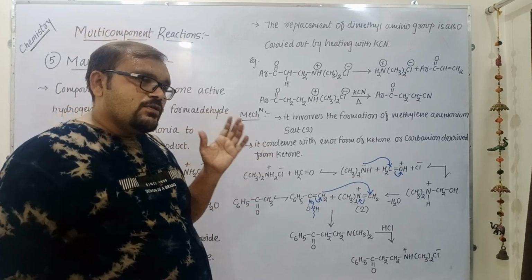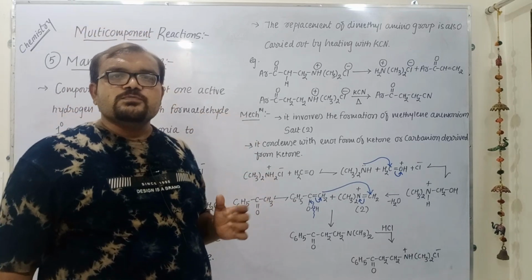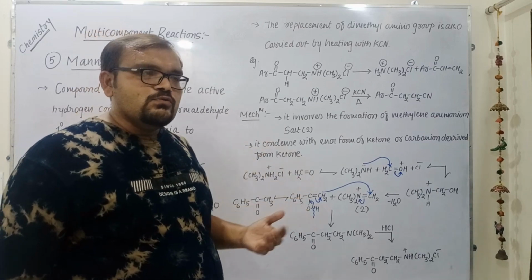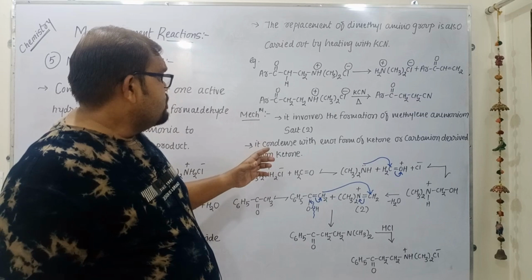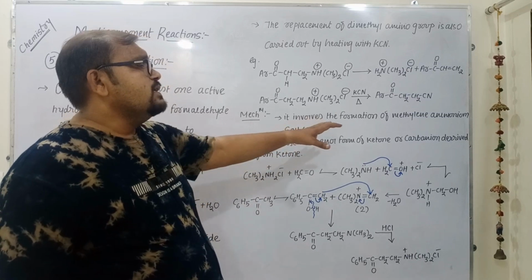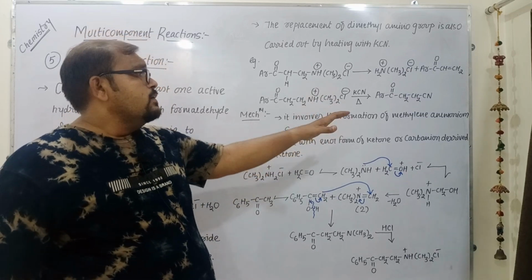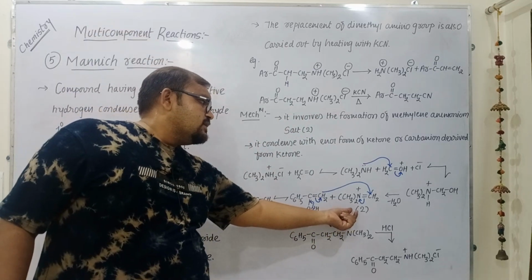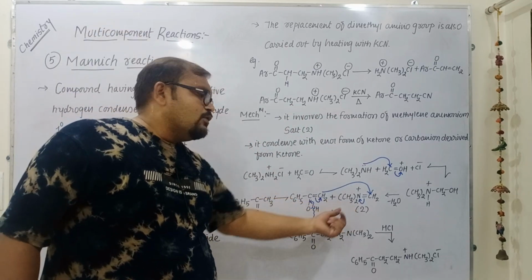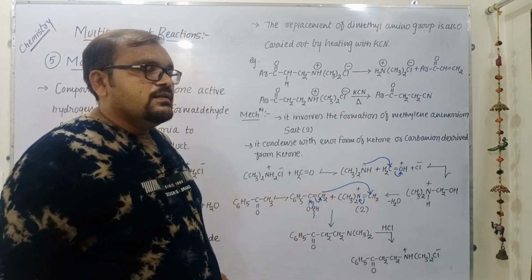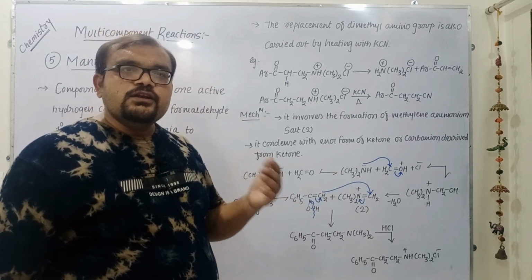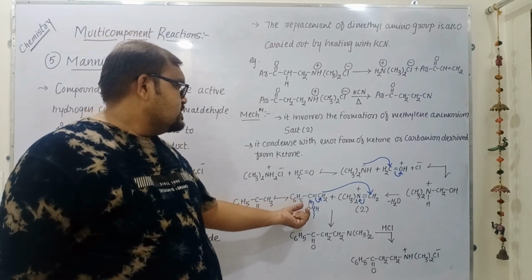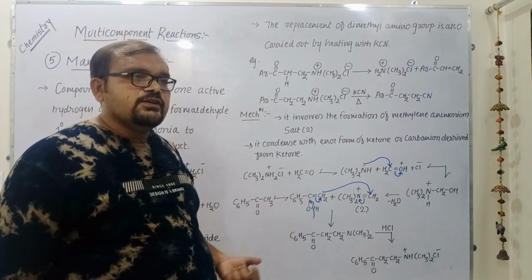Now when we talk about the mechanism of such Mannich reaction, it will be mainly carried out in two steps, out of which the first step involves the formation of a methylene ammonium salt. Here we can see the methylene ammonium salt, and it will react with either the enol form of the ketone or the carbanion, which is generated by the ketone.